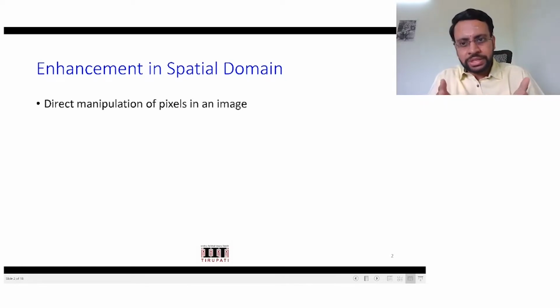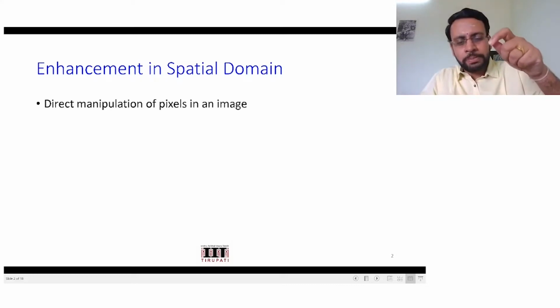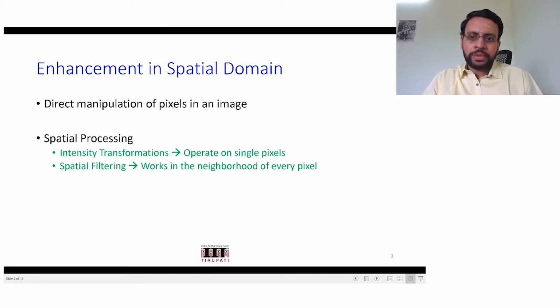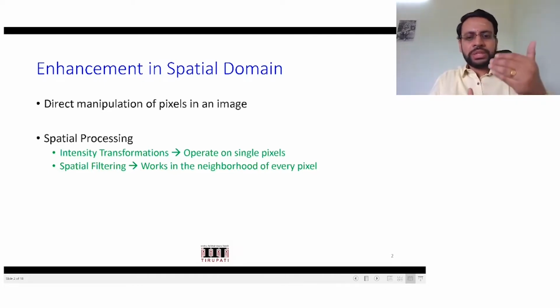When we say enhancements in the spatial domain, it means we are going to perform a direct manipulation of pixel intensities of a given image. Again, these techniques can be further divided into two categories. One we refer to as intensity transformations, and the other one we refer to as spatial filtering. When we say intensity transformation, we make these enhancements just based on individual pixel intensities, and we will not be worrying about what are the intensity values of its surrounding pixels.